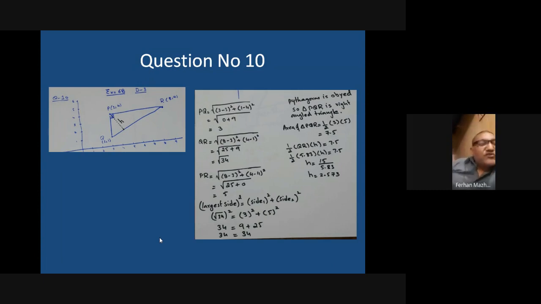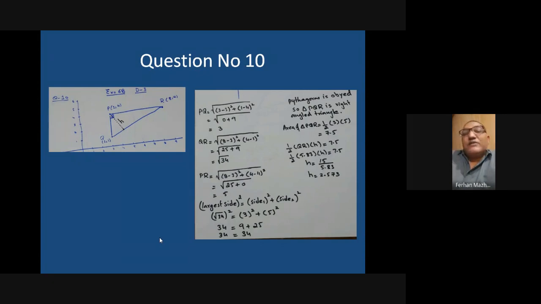Then the next question is to find the length of the perpendicular from P to QR. First of all, I will find the area of this triangle. You see this PQ and the PR, there the angle is 90. So if PQ is the base, that side is 3. And the PR side, which will be the perpendicular or height of the triangle, is 5. So just apply the formula of the area of the triangle. That will be 1 by 2 into base into height, which is 1 by 2 into 3 into 5, and that will be 7.5.